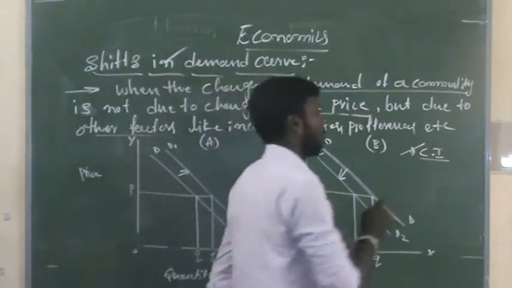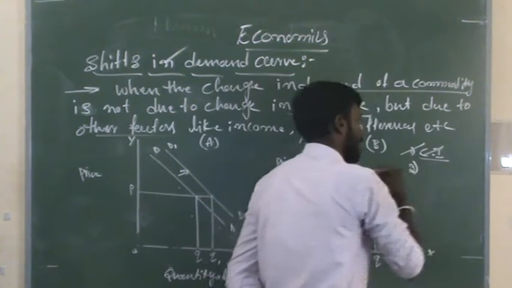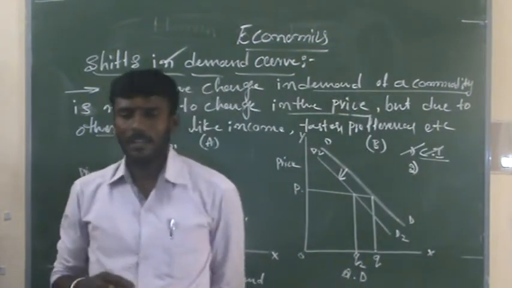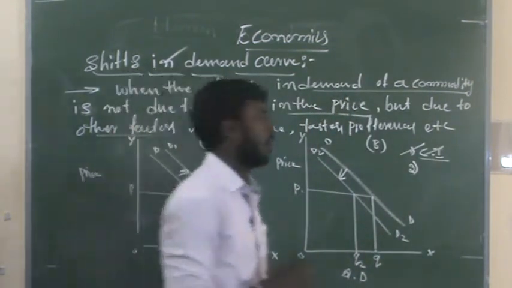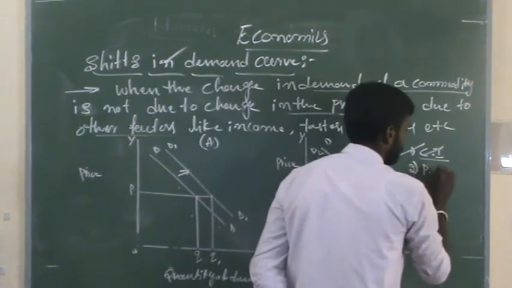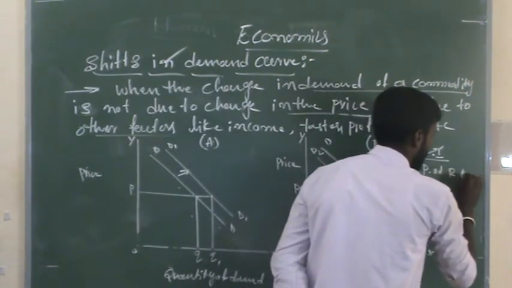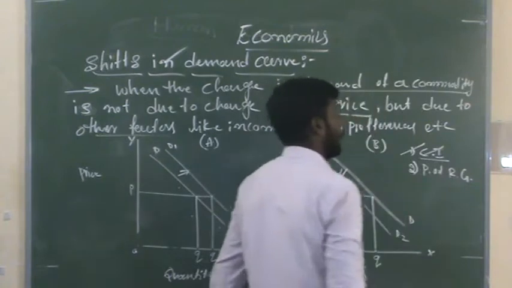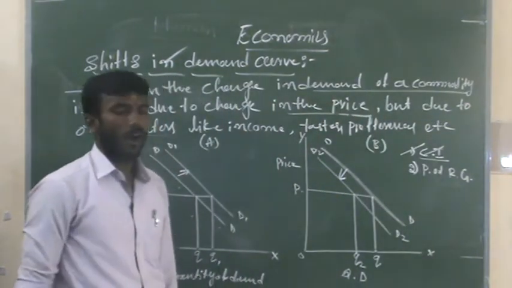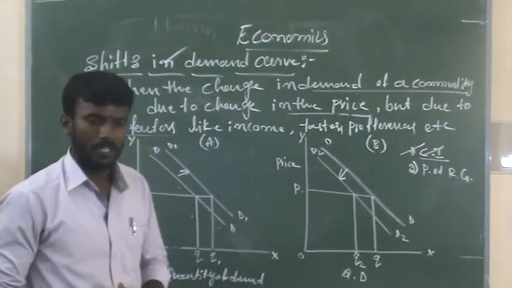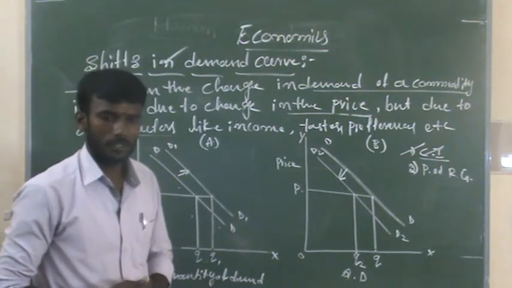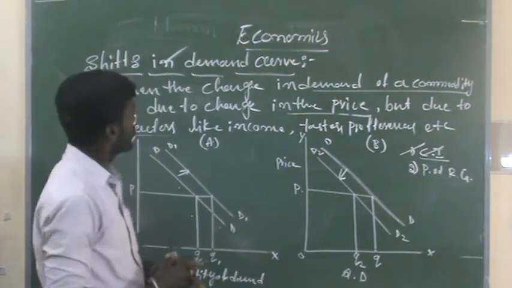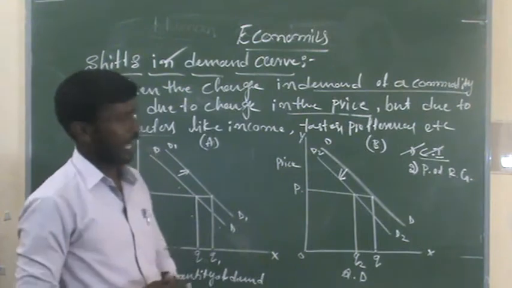So the first cause is over. Now the second one is, let us consider the prices of related goods. The prices of the related goods or other goods, you already know, is also another cause, another reason to shift the demand curve, right?